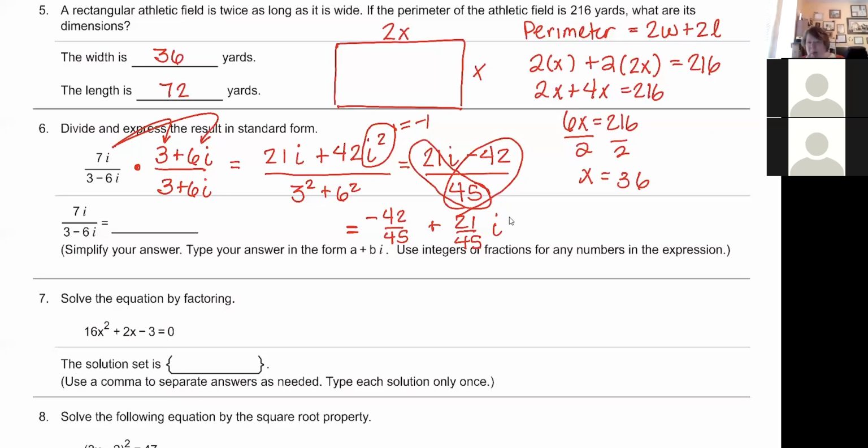What can we do? I think I can divide out a 3. 42 is divisible by 3, as is 45. So 42 divided by 3 is, what is that? Got it written down somewhere, 14. So I'm going to divide out a 3. So that's going to be -14 over 15. Plus, I can divide out a 3, 7 over 15. So the result is -14 over 15 plus 7 over 15i.